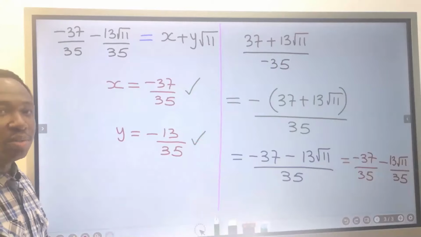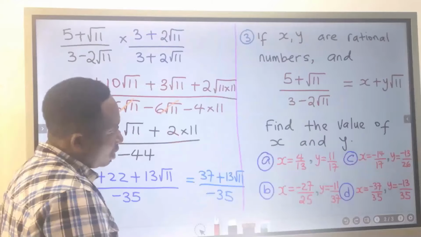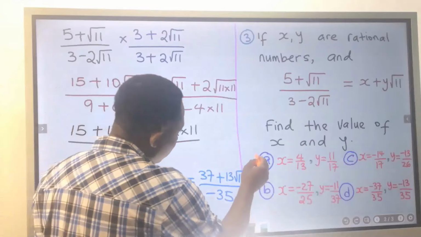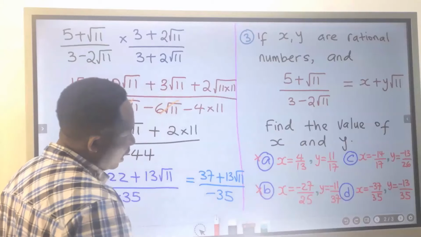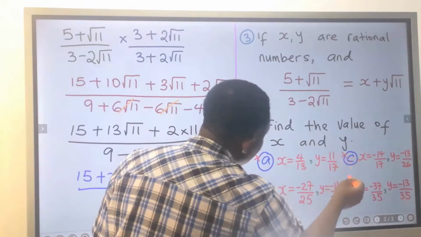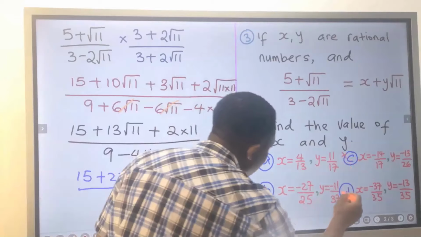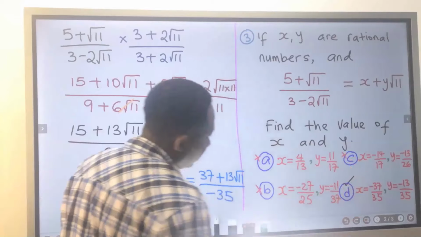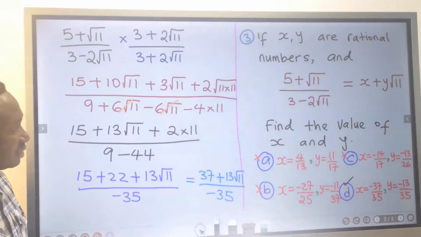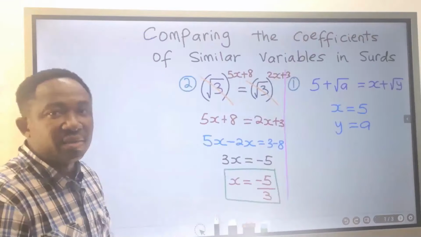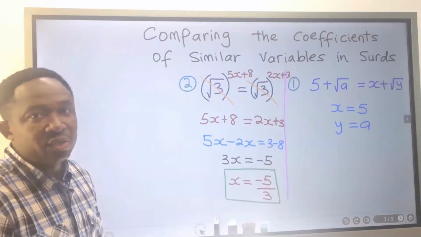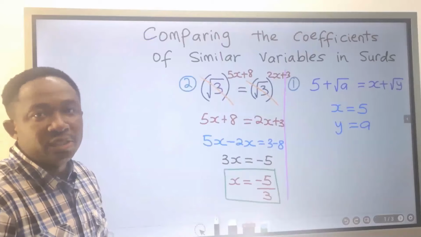Next, we're going to consider the given options. And here, A is not the answer. B is also not the answer. C is not the answer. Our answer is D. You can apply this when given any question involving similar variables in surds. I hope this was helpful.